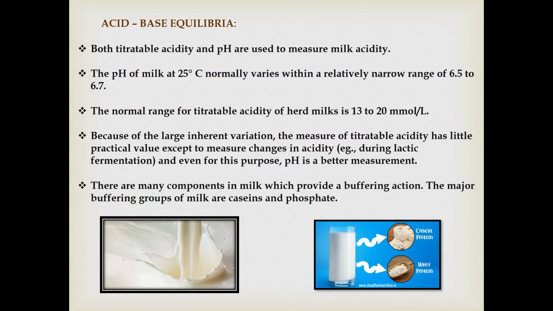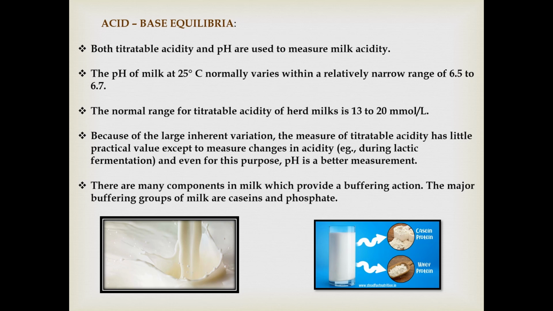Next comes the acid base equilibria. Both titratable acidity and pH are used to measure milk acidity. The pH of milk varies from 6.5 to 6.7. The normal range of titratable acidity is 13 to 20 mmol per liter.